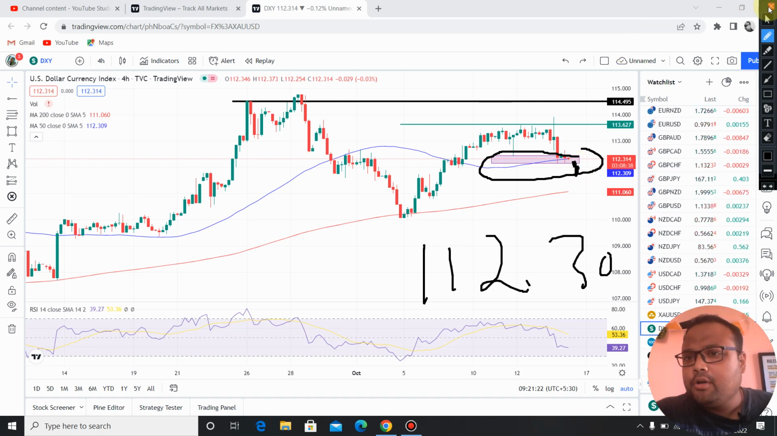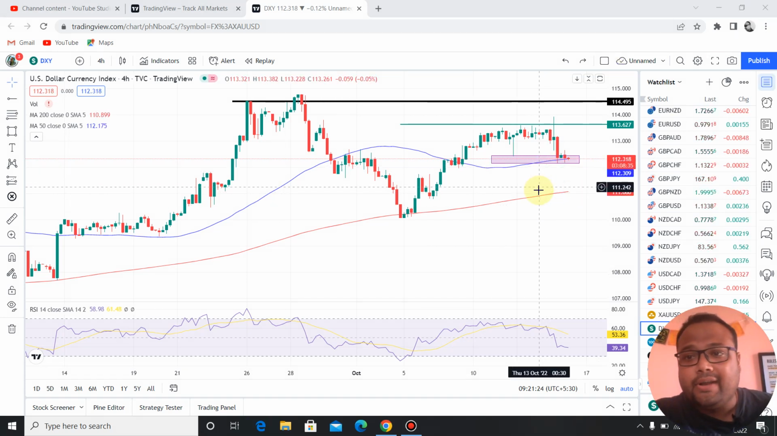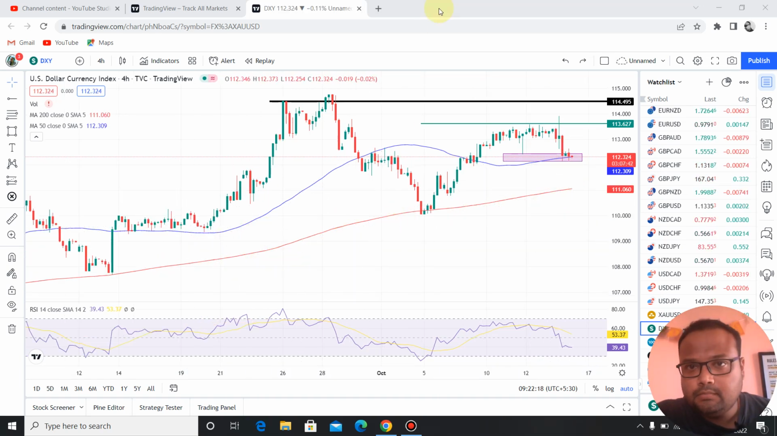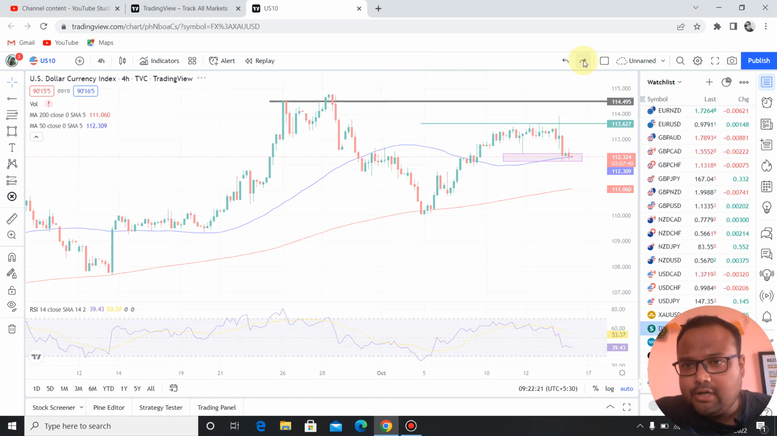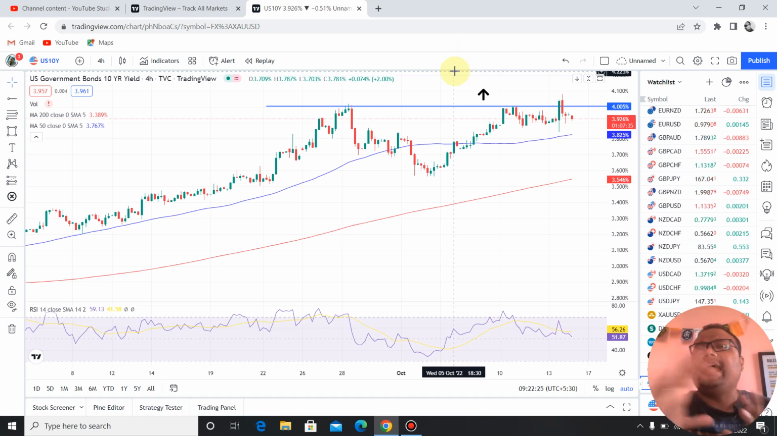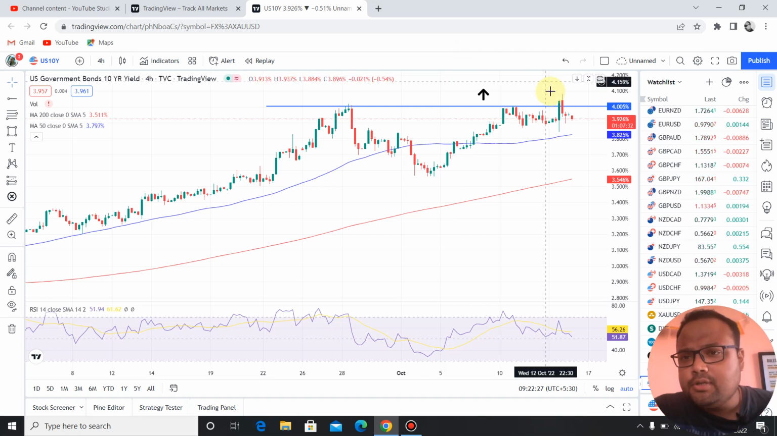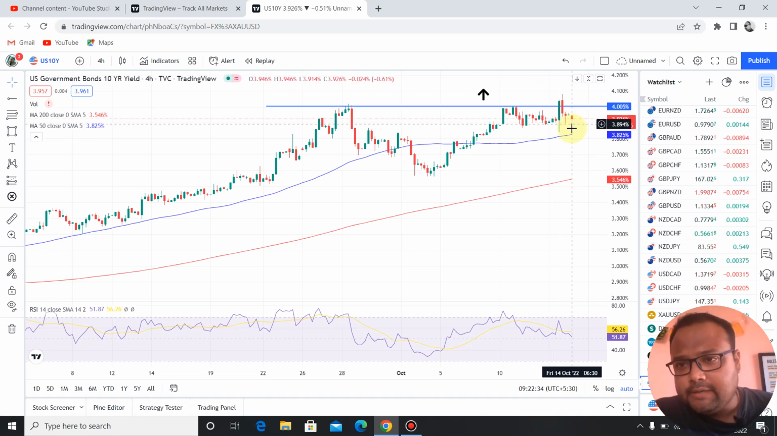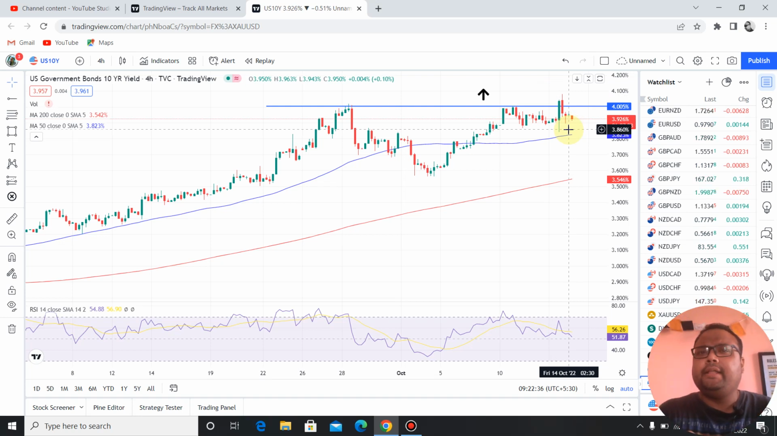The next support on the chart of DXY will be around 110, the 200 moving average, the red line here. And if we look at the chart of US government bonds, you can see that there was a kind of breakout scenario. It made a high of 4.08, but it came down and right now is trading again below 4%. So overall the chart of bonds and DXY is still bullish, but for some time we may see some correction and some recovery on the chart of gold.